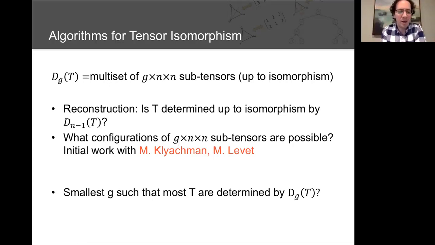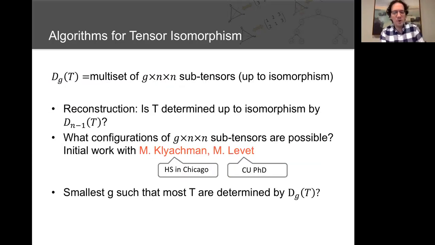There's some interesting work I did this past summer and ongoing with Michael Kliachman, who's a high school student in Chicago, and my PhD student, Michael Levitt. And then, as with the recent result of Farhadian for graphs, you can ask, what if I choose T randomly? What's the smallest g where T is determined by this? So these are all open. So the theory here is very exciting, in rapid development, and it's a little bit like the Wild West.